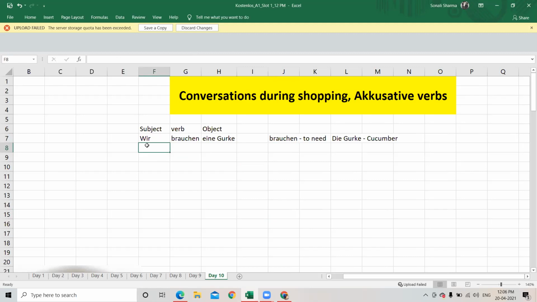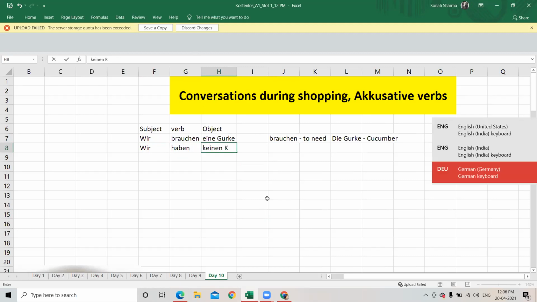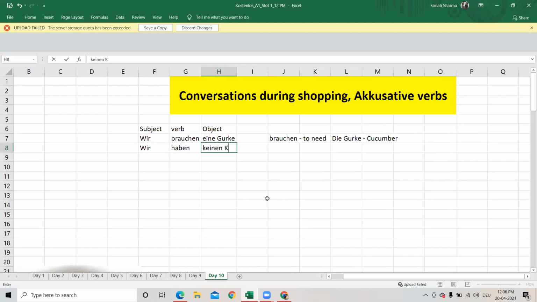Okay, next verb is haben. So here is our subject, then we have the verb haben. If I say wir haben keinen Käse, that means we don't have cheese. Now, why keinen? Why not kein? Because the article of Käse is der Käse, and der in accusative becomes den, so it's keinen.